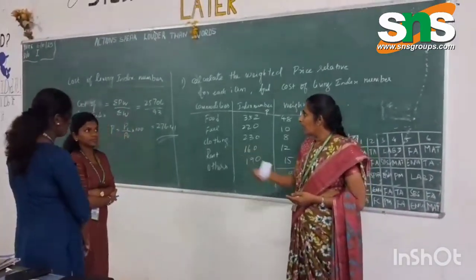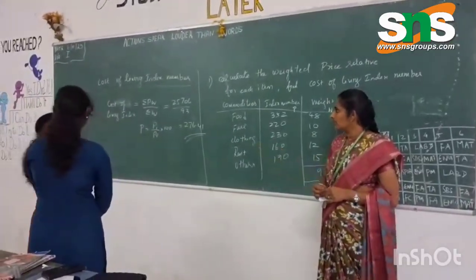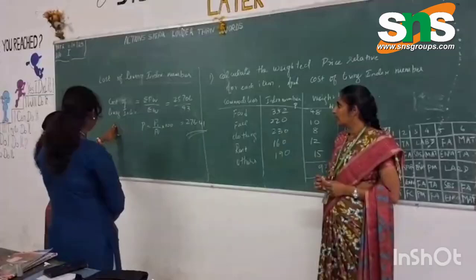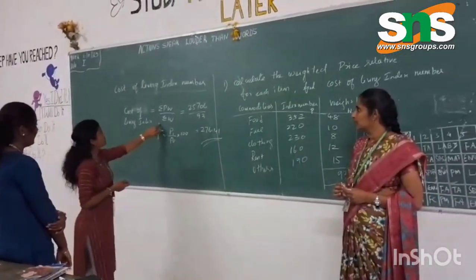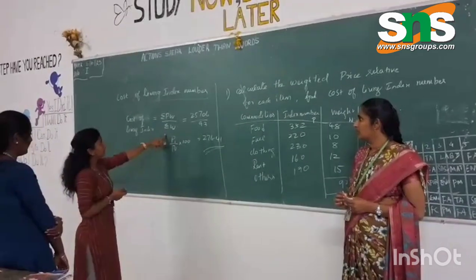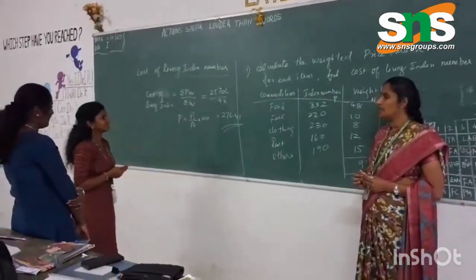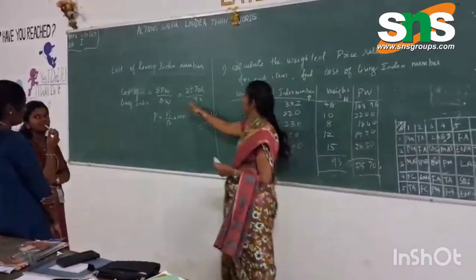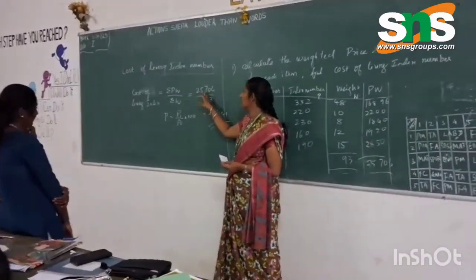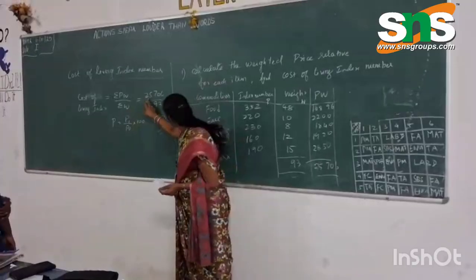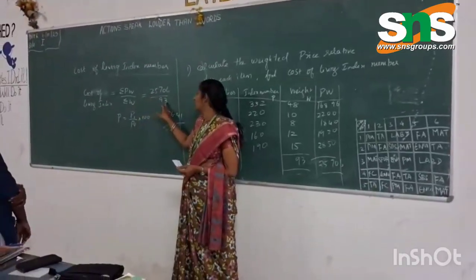Can you tell the formula for the cost of living index? This is the formula for the case study. Cost of living index is equal to summation PW by summation W. Here P represents the price, which is 25,703, and the weight is 93.